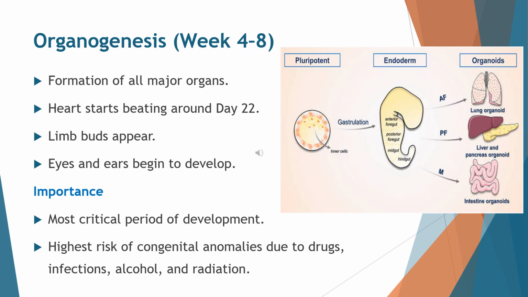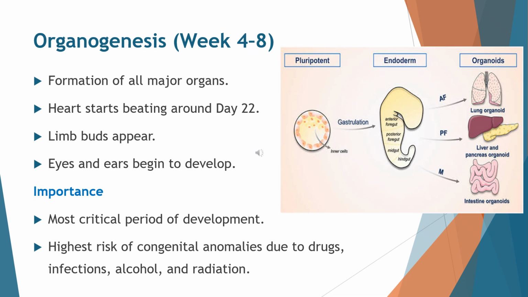Now let's move on to another very important stage of embryological development, called organogenesis. This stage occurs from week 4 to week 8 of pregnancy. The word organogenesis simply means the formation of organs. During this period, all the major organs of the baby's body begin to develop.